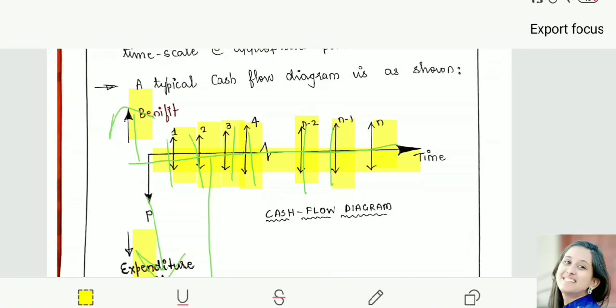Individually, each expenditure or benefit is represented by a vertical line, as you are able to see here, right? So these lines are represented individually, at different heights based upon their magnitude. Different heights, that means what? Maybe in the first year, how much is the investment you are making?